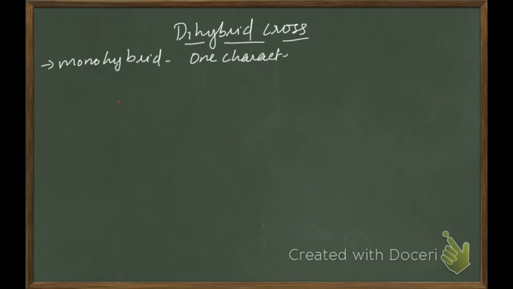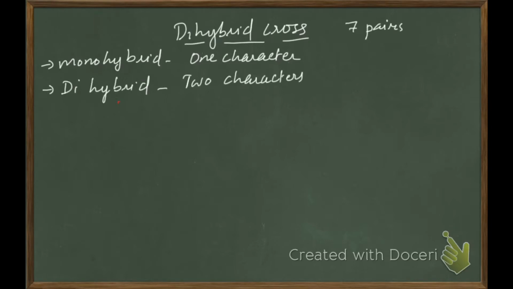Today's topic is dihybrid cross. We had a discussion on monohybrid cross in the previous class where only one character was considered. Here in dihybrid cross, we consider two characters at a time. Now let us take from the 7 pair characters, two important characters we'll discuss here.